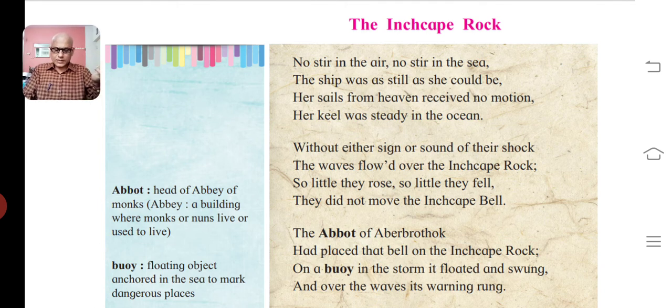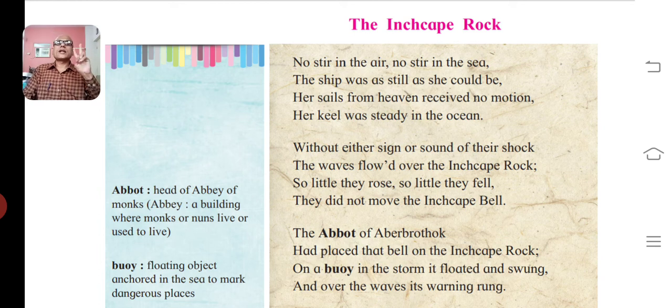Another figure of speech, alliteration. Here, the sound of S is repeated pleasingly. Now see the next line in the same stanza. And over the waves its warning rung.